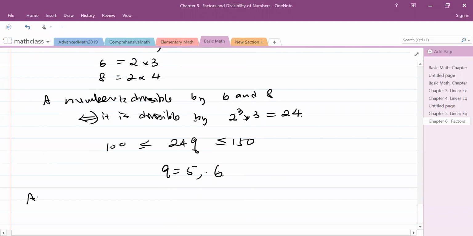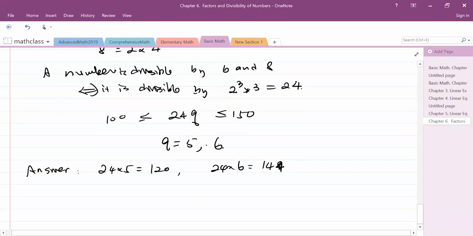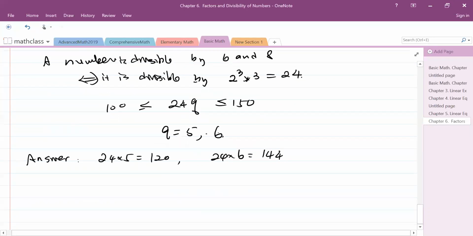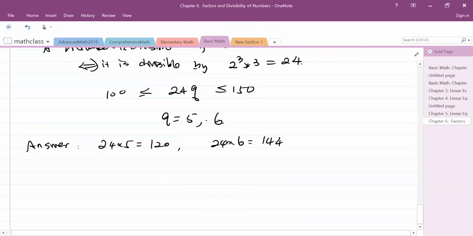Then the answer is 24 times 5, right? 24 times 5 is 120. Another one is 24 times 6. Just add 24 there. 140. Okay, so sometimes they have 2 solutions there.